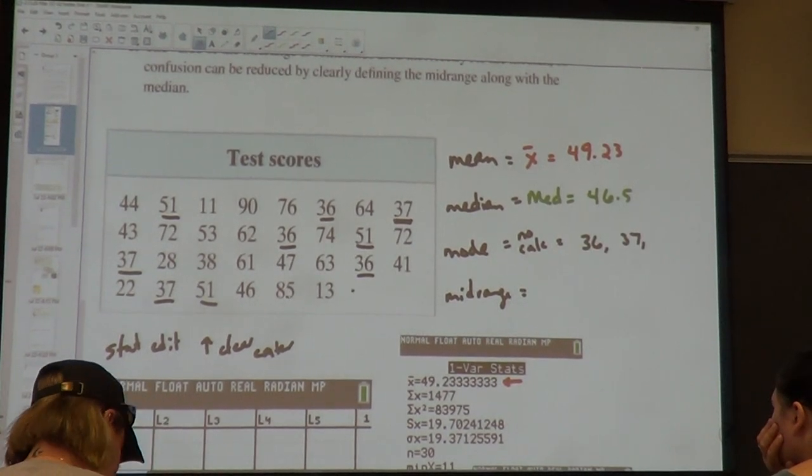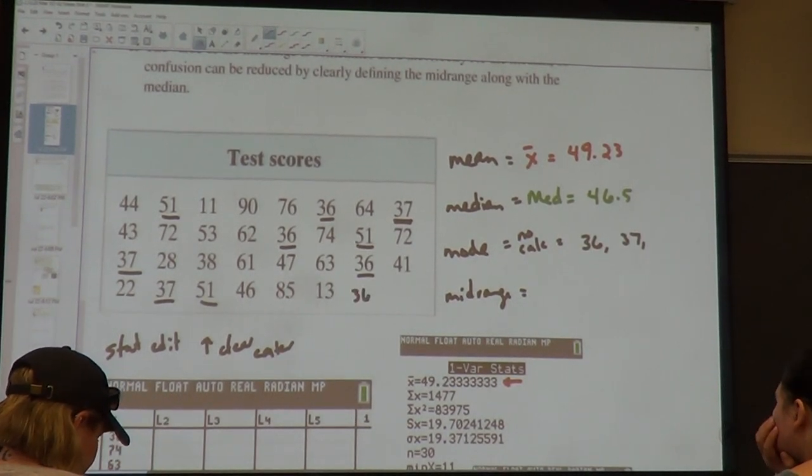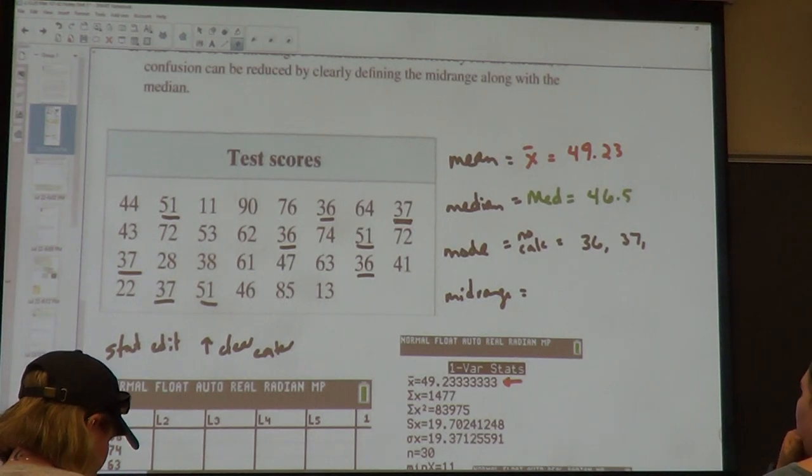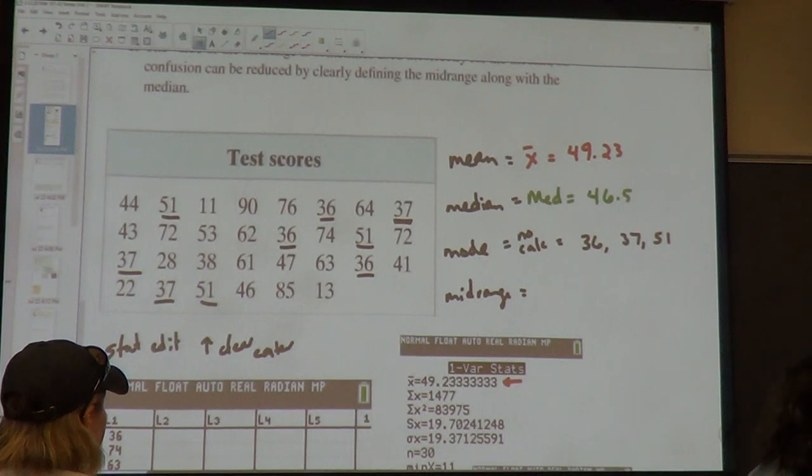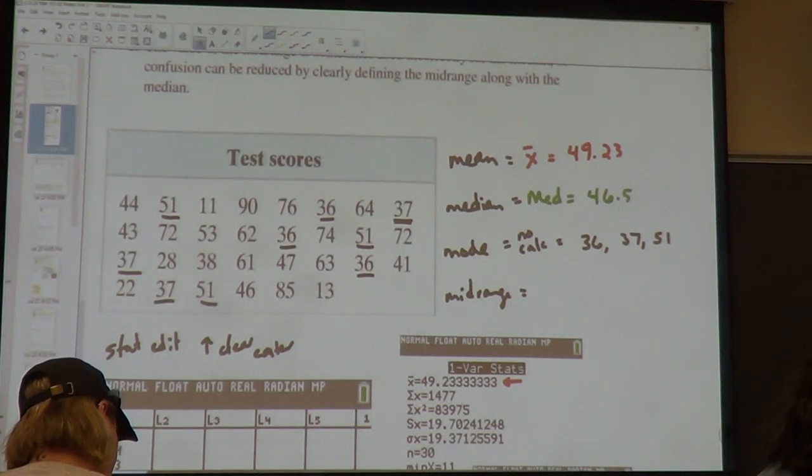Now, had you had another 36, then 36 would be your only mode. But because they appear more than once does not make it a mode. It's because they all appear the same amount that is the most.